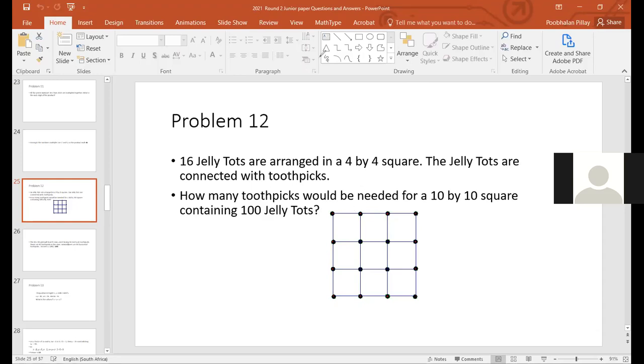So you've got a number of toothpicks here. How many toothpicks would be needed for a 10 by 10 square? Okay, now we can see there are lots of toothpicks. Let's just count them. Let's count all the horizontals. So you got 3 in each horizontal, and there are 4 rows, so that makes 12, right? So altogether you got 12 horizontal toothpicks, and let's count the vertical toothpicks.